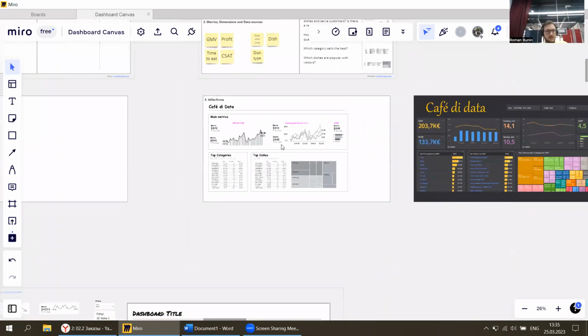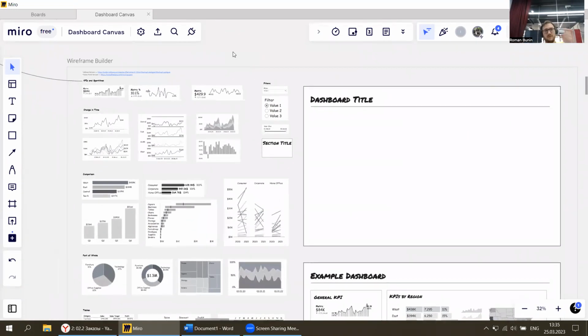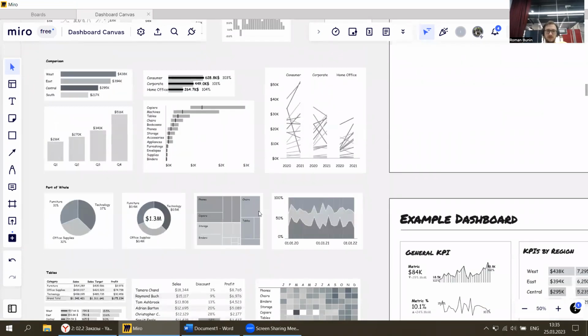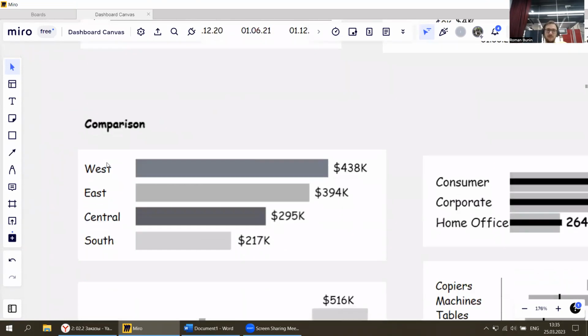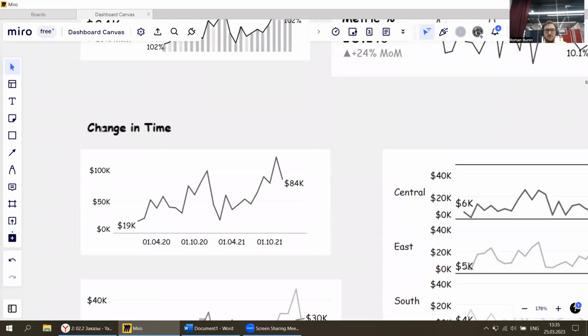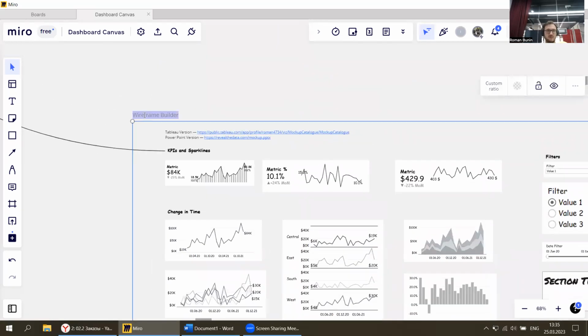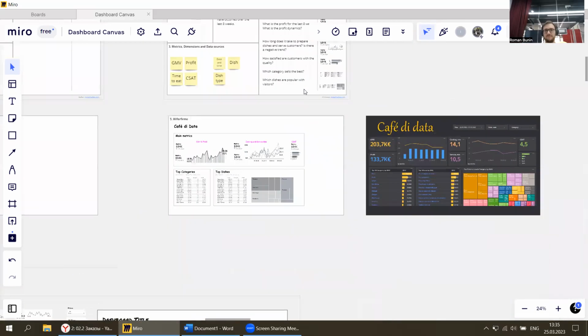We are also going to create such a thing, and I have prepared some kind of wireframe builder for you. It's a list of charts that are divided by their purpose. For example, if you need to compare something, you have a bar chart. If you want to show change in time, you have line charts, and so on. So that's the main idea of creating a wireframe.